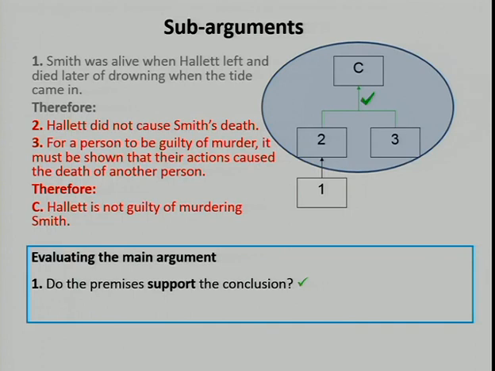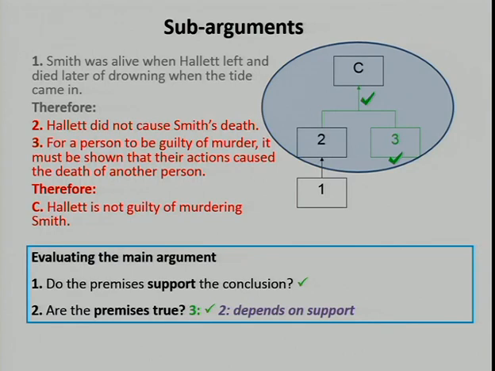So you start out by doing exactly the same old thing that we've been doing all along. Is there support in the main argument for the conclusion? Are the premises true? And here we have a sub-argument supporting premise 2. Say we know that premise 3 is true. We know that for some reason.